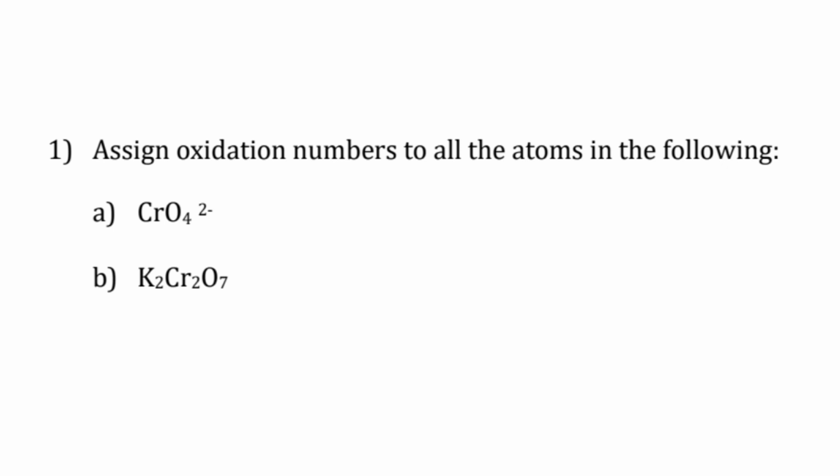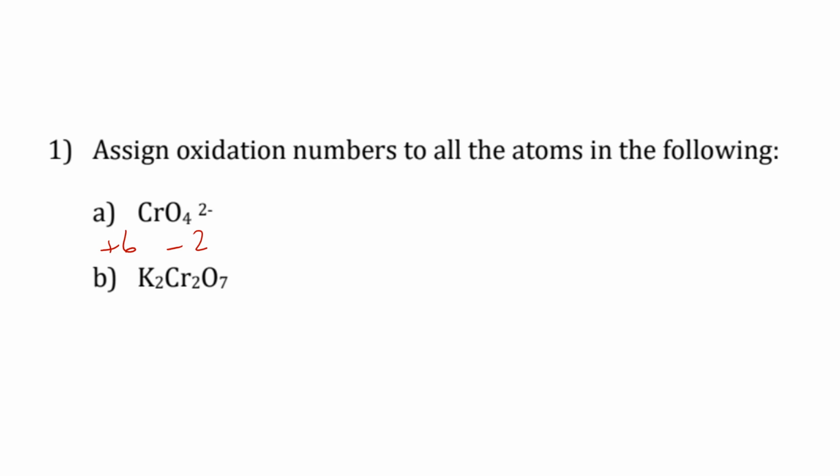If you have oxygen, most likely it's going to be 2 minus, minus 2, however you want to say it. So minus 2 times 4 is negative 8. If that has to equal 2 minus, that means my Cr has to be plus 6.